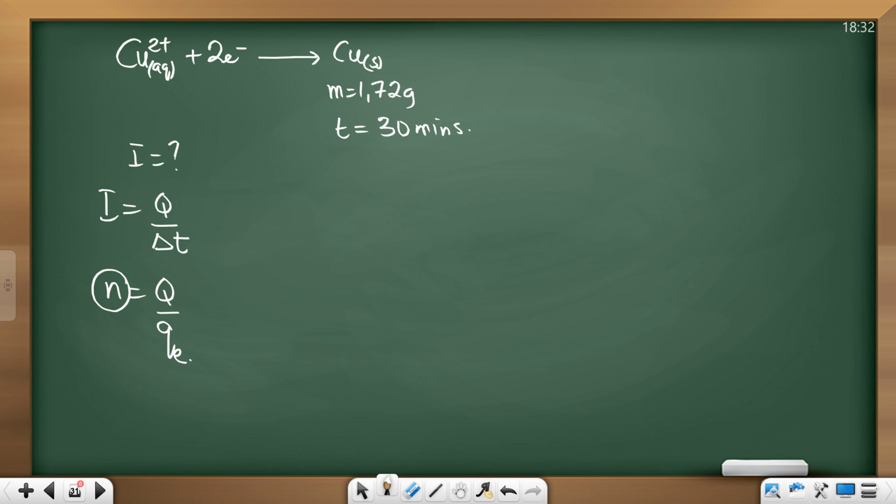I will start by calculating the number of moles of copper. Are we there? After that, what do I use? The mole ratio to transfer the number of moles to this one and get the number of moles of the electron, Q over 1.6 times 10 to the power negative 19. Once I get my Q, I'll bring it here. I have my delta T, which is 30 times what? That same question, 7 marks.